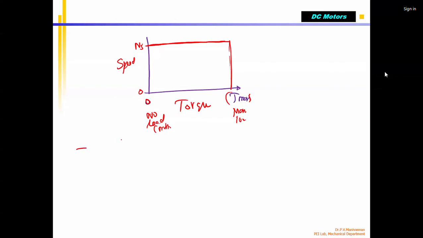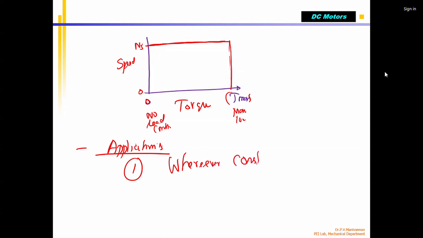So where is the application of the synchronous motor? The main thing is, wherever constant speed has to be maintained, even when the load varies from no load to maximum load, a constant speed drive is needed. You will use a synchronous motor. Another thing, it is used for power factor improvement.